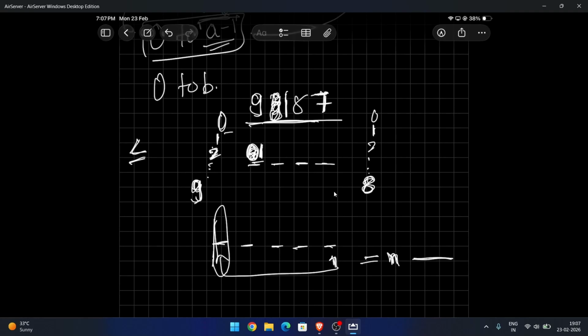If we are starting, so if the number is, let's say, 9187, I can put anything here from 0 to 9. So if I put 1 here, then I can put any number from 0 to 9. Because I have put a smaller number earlier, whatever number I put now, this whole number would be smaller than this only.